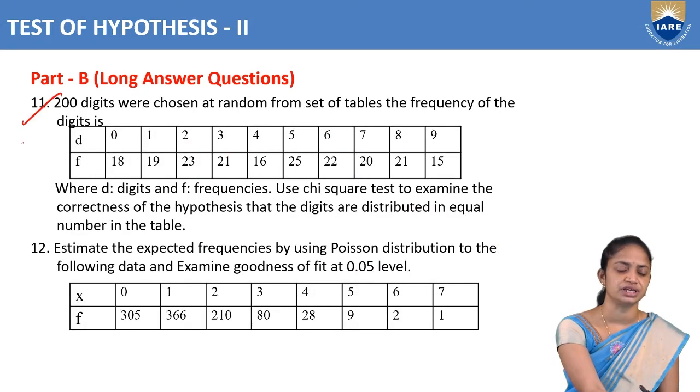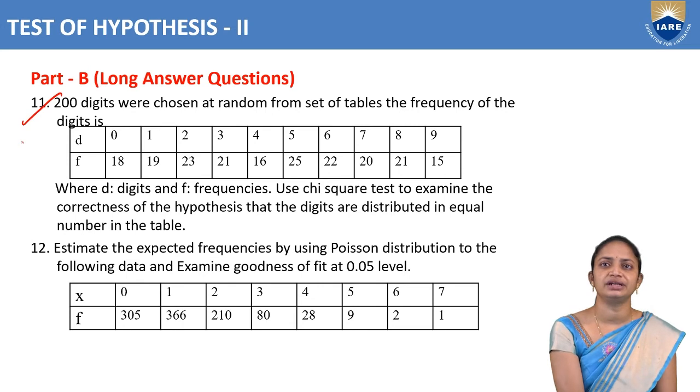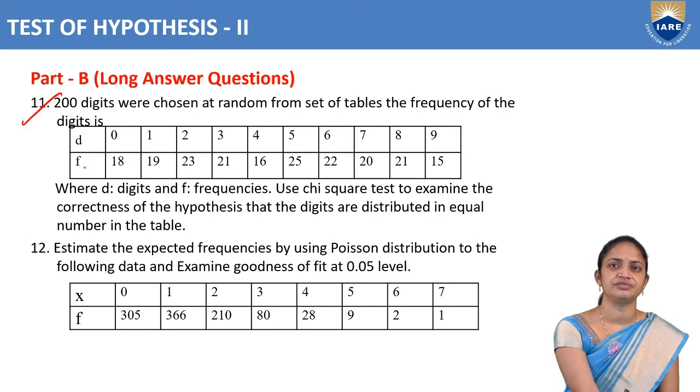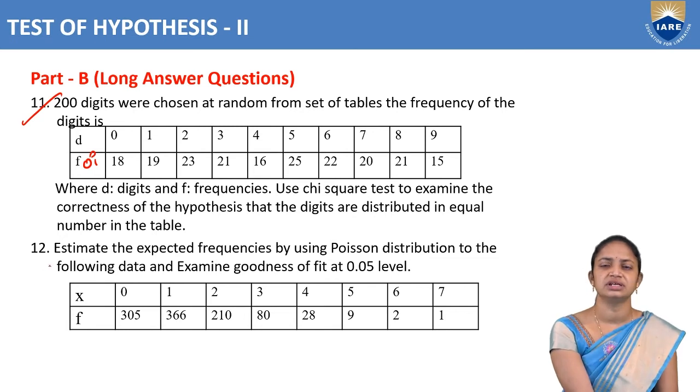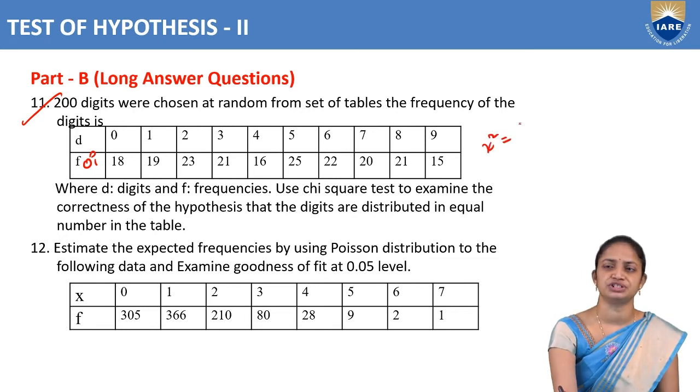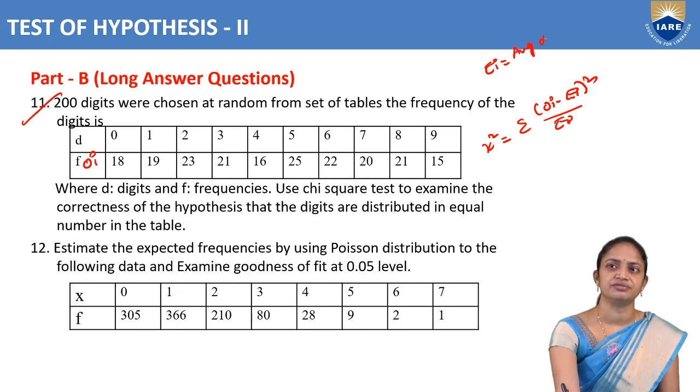Next question: 200 digits were chosen at random from the set of tables, with the frequency of the digits. Here they have given the digit values 0, 1, 2, 3, 4, 5, 6, 7, 8, 9 and the frequencies. Let us consider these as y values, the observed frequencies. Here also we use the same chi-square formula, summation of (y minus ei) whole square by ei. For the expected frequencies, I am taking the average of observed frequencies.